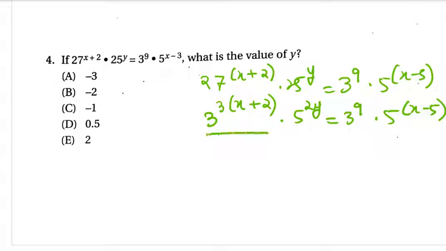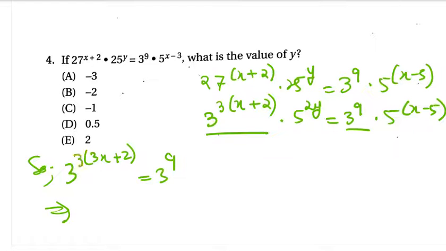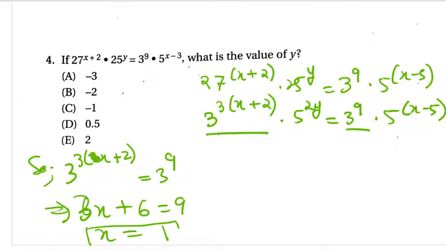So here 3 to the power this is equal to 3 to the power that. So 3 to the power 3x plus 2 is equal to 3 to the power 9. That implies, sorry, not 3x plus 2, as 3 was outside. That implies 3x plus 6 is equal to 9. So x is equal to 1. Right? 9 minus 3, 3, and divide by 3, 1. So you've got x is equal to 1.